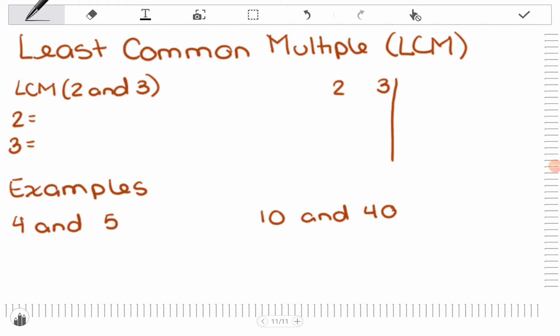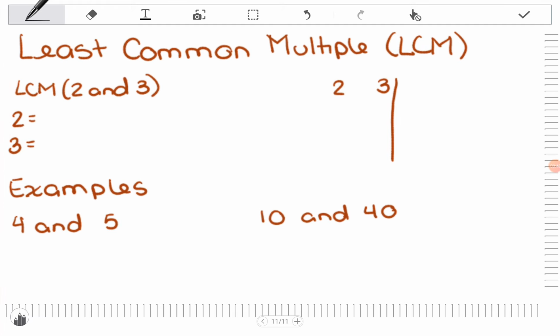I'm going to explain how it works and what the meaning of it is, and then I'm going to teach you a fast way of doing it. Okay, as always, for instance, let's say we're told to find the least common multiple of 2 and 3.